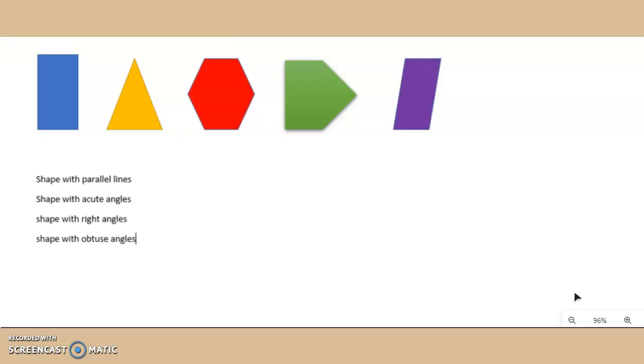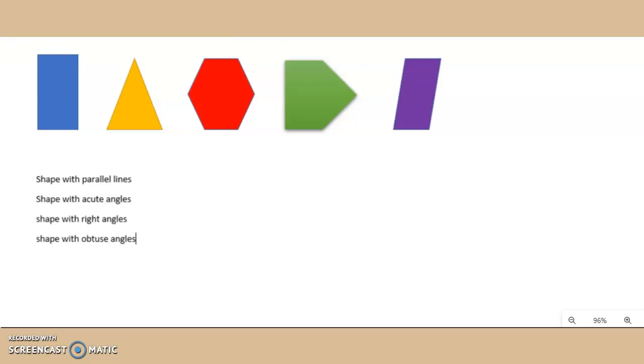We will look at shapes with parallel lines, shapes with acute angles, shapes with right angles, and a shape with an obtuse angle. So let's look at our shapes, and we're going to take this one by one. When you look at shapes, they can have these properties, these characteristics, these attributes. Attributes mean tall, short, red, black, white, green, heavy, all sorts of attributes.